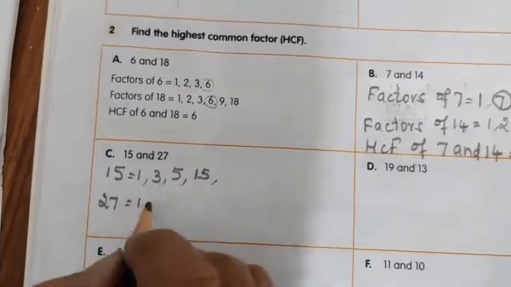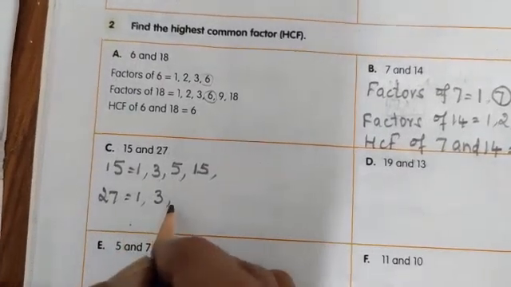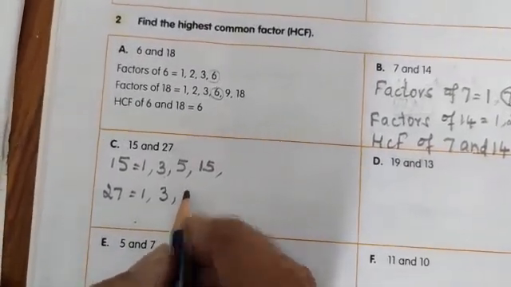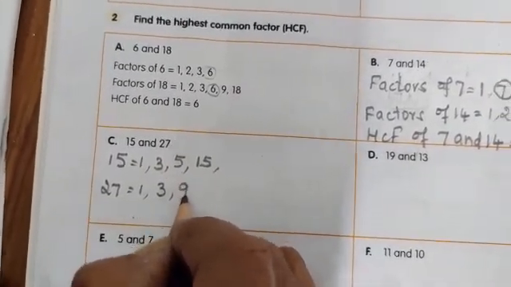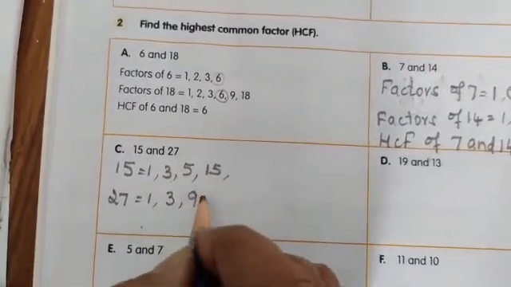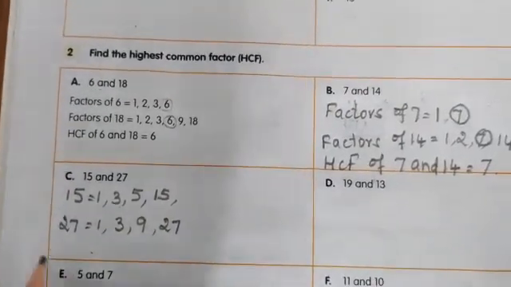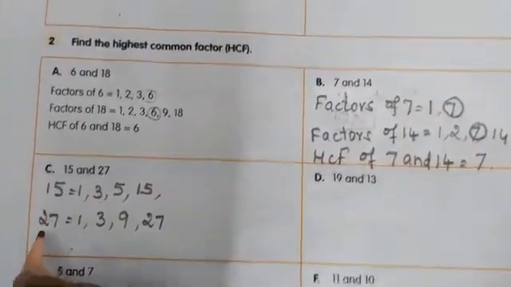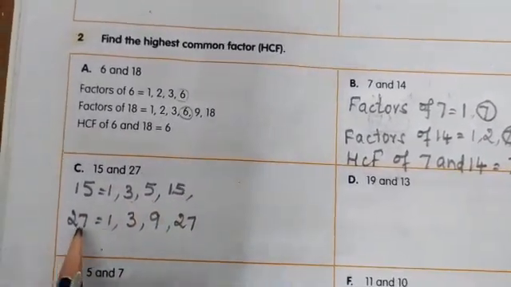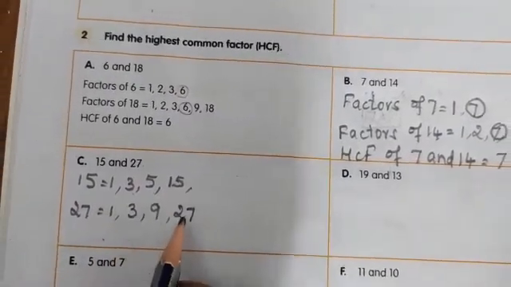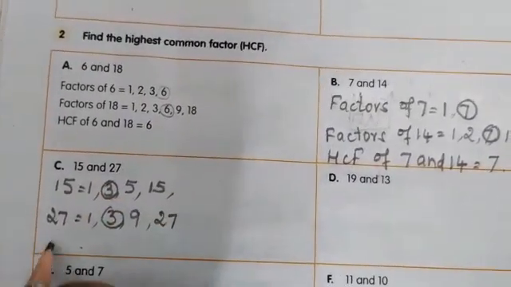Next 27. 1 table, yes. 2 table, will it be divided, children? No. 3, yes. 4, no. 5, no, children. 6, no. Next 7, no. 8, no. Next 9, and next it will be directly divisible by 27. So what are the factors of 15 and 27? Factors of 15 are 1, 3, 5, 15. Factors of 27 are 1, 3, 9, 27. Which is the highest common factor? 3 is the highest common factor.